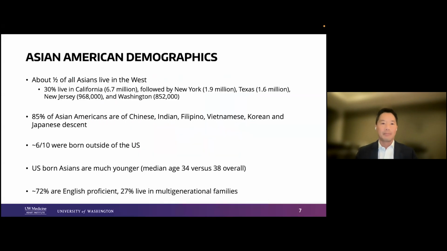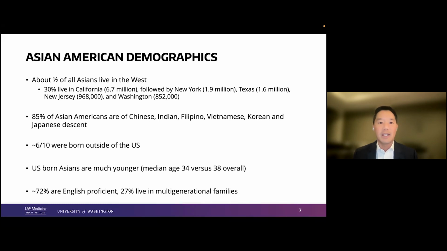Let's talk a little bit about Asian American demographics specifically. We know that about half of all Asians live in the West. About 30% live in California, followed by New York, Texas, New Jersey, and Washington, where I reside. More importantly, about 85% of all Asian Americans are represented by these 6 Asian subgroups, specifically Chinese, Indian, Filipino, Vietnamese, Korean, and Japanese populations.